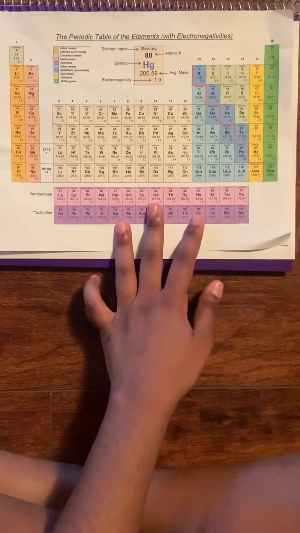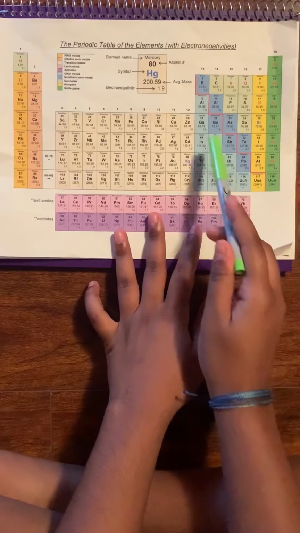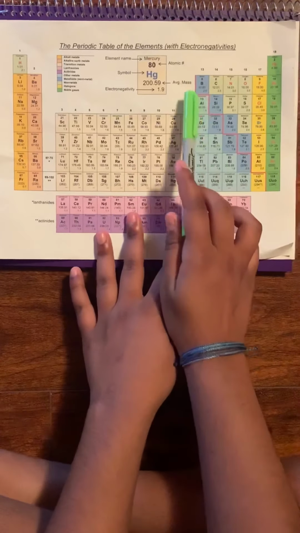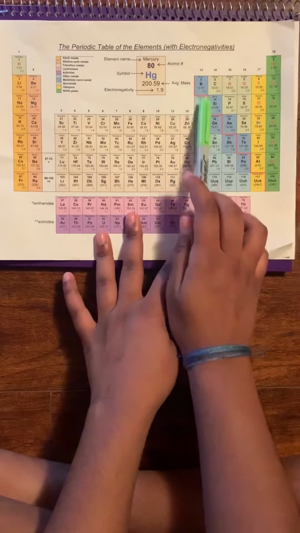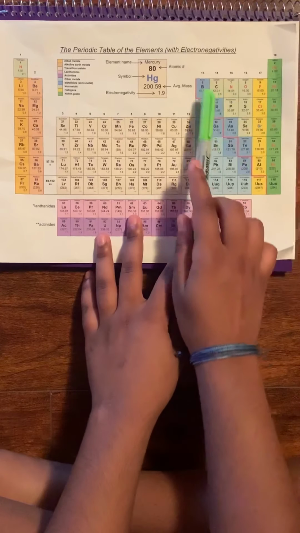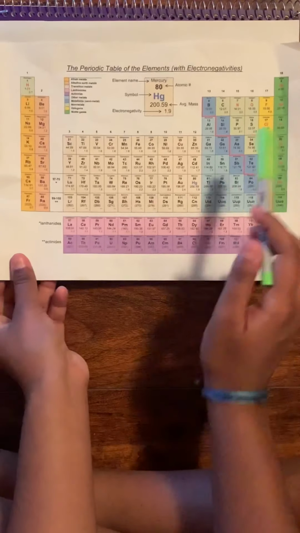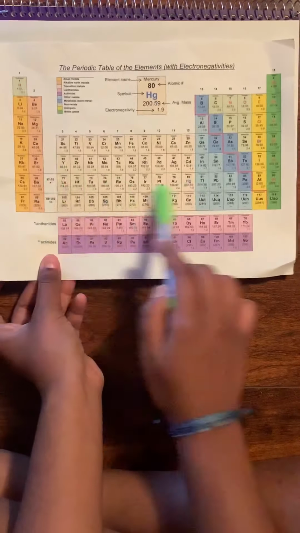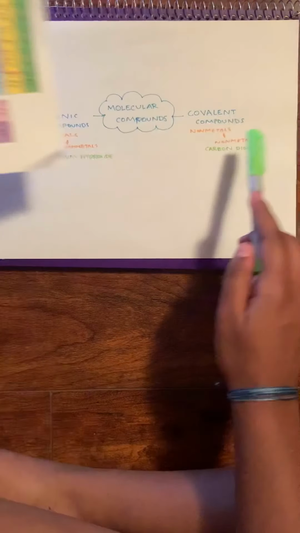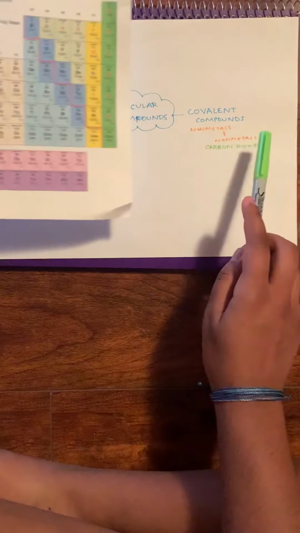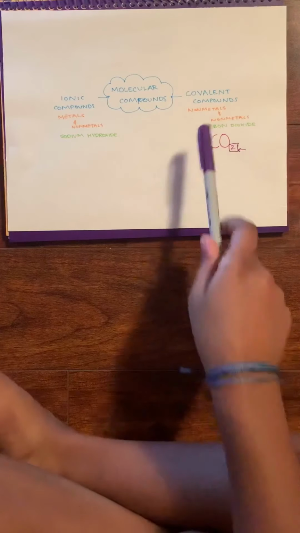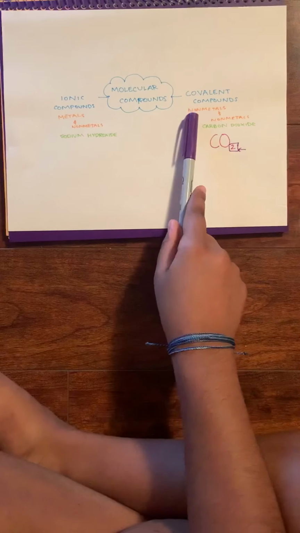metals and nonmetals. The distinction between metals and nonmetals on the periodic table is that anything on the left side of this squiggly line is a metal and anything on the right side is a nonmetal. So an ionic compound would include one from this side and one from this side, while a covalent compound, which includes two nonmetals, would have two from this side. So we're going to primarily focus on covalent compounds.